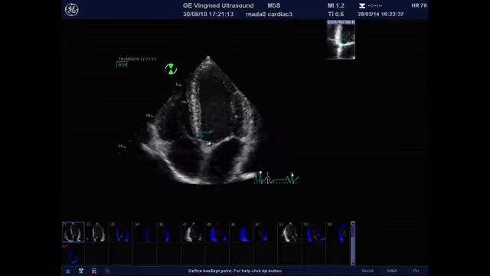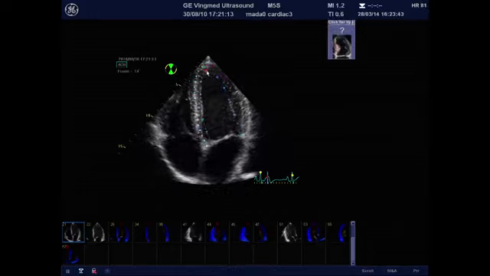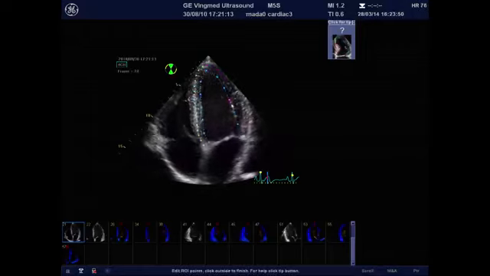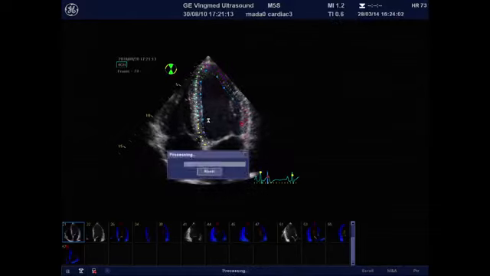And the procedure is exactly the same. We indicate the basal septum, the basal lateral wall, and the apical region. We correct the contour if we find we need to do so. Maybe we can go a little bit outside here in the lateral wall, for example. We can adjust the width of the region of interest, and then we process the data.